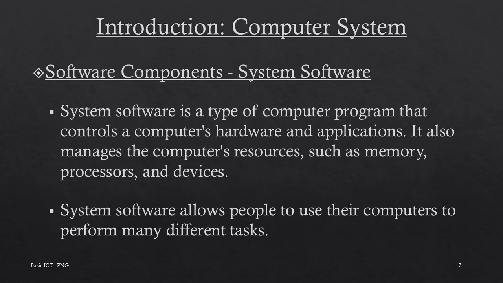Next, let's look at the software components, and precisely the system software. Now, system software is a type of computer program that controls a computer's hardware and applications. It also manages the computer's resources such as memory, processors, and devices. In other words, it acts as the interface between the hardware and the application software. It provides a platform for applications to run on.